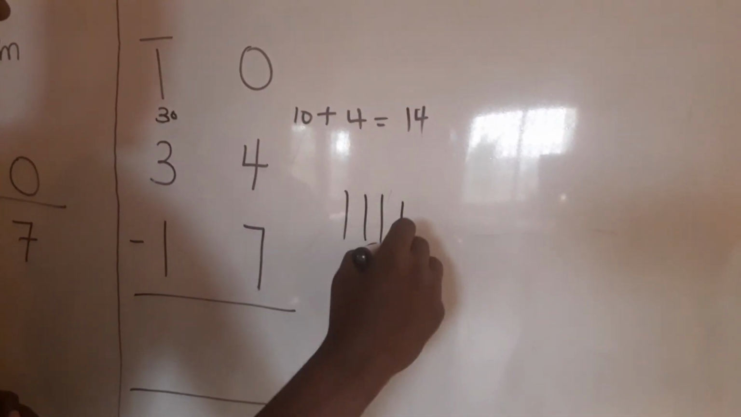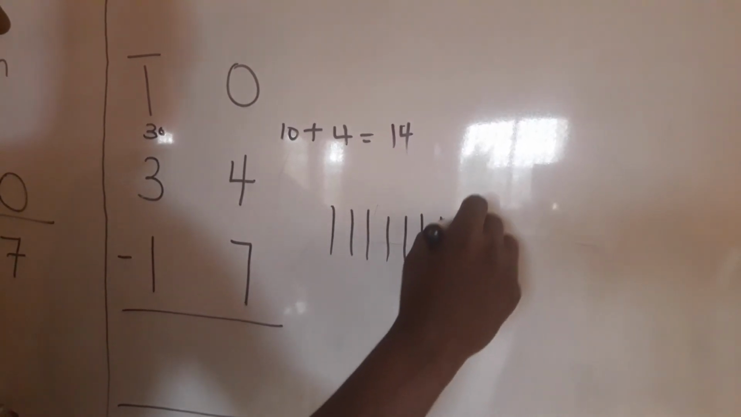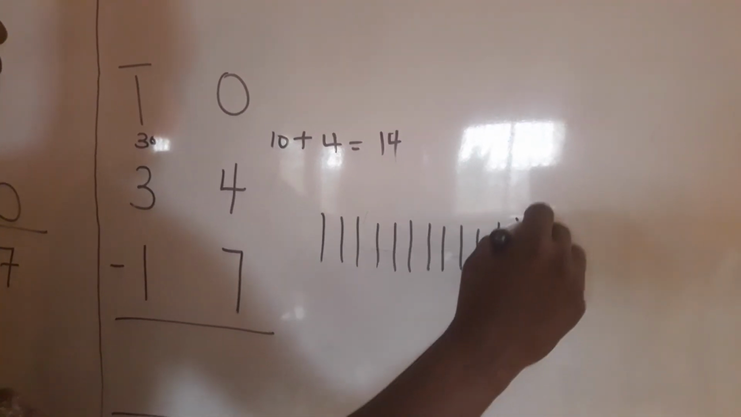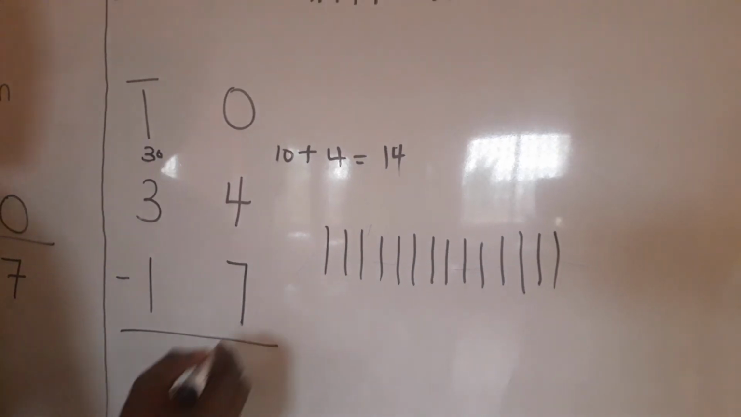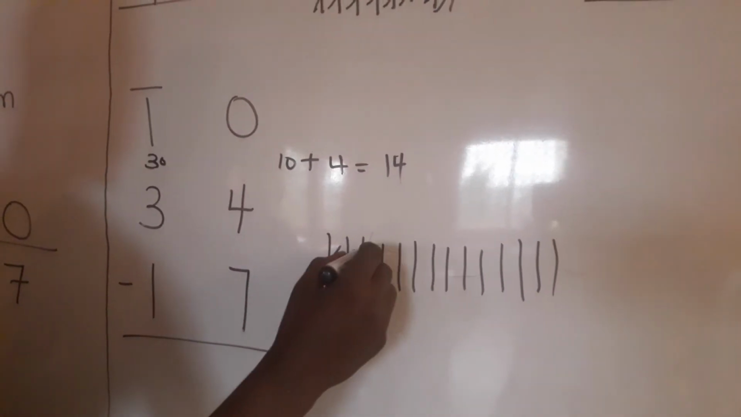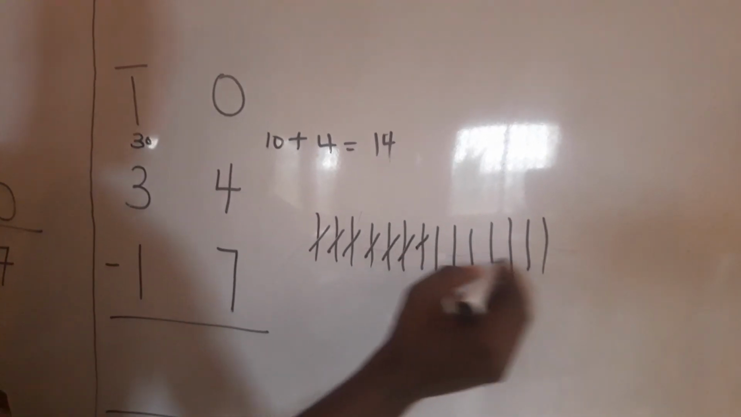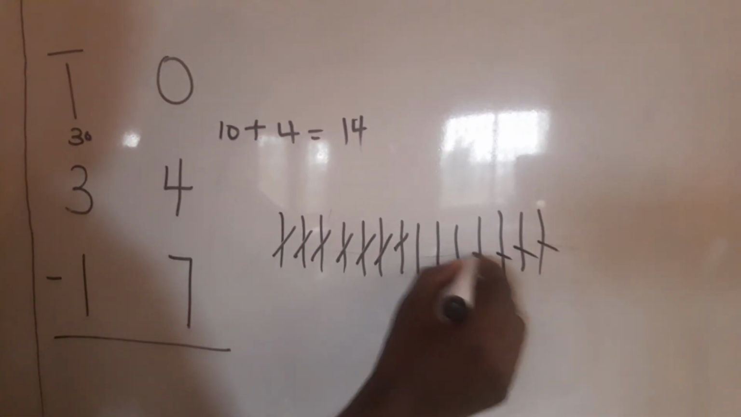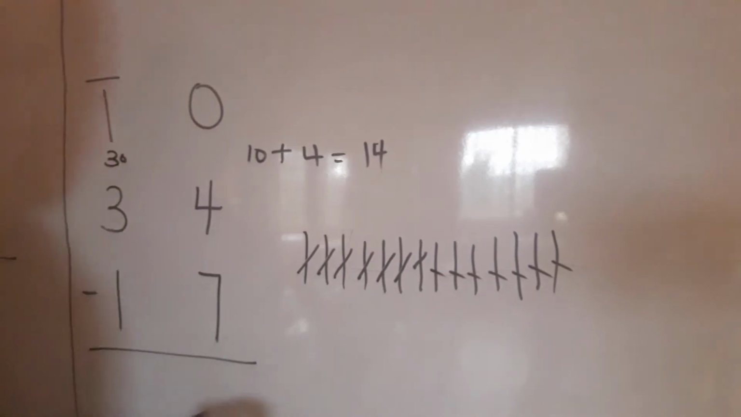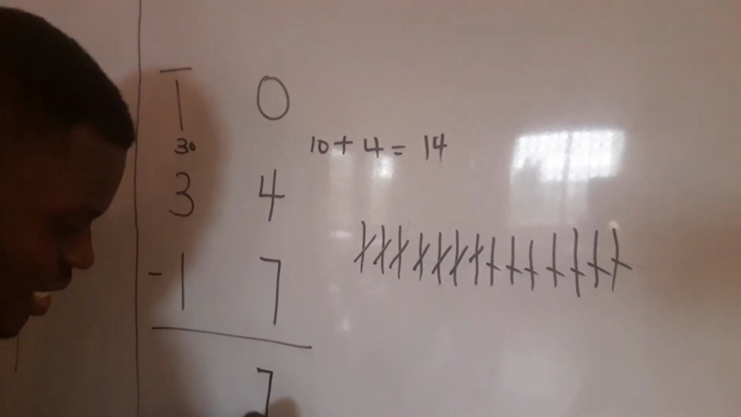1, 2, 3, 4, 5, 6, 7, 8, 9, 10, 11, 12, 13, 14. And we are taking 7 out, which is 1, 2, 3, 4, 5, 6, 7. How many are we left with? We have 1, 2, 3, 4, 5, 6, 7. So we write our 7 here.